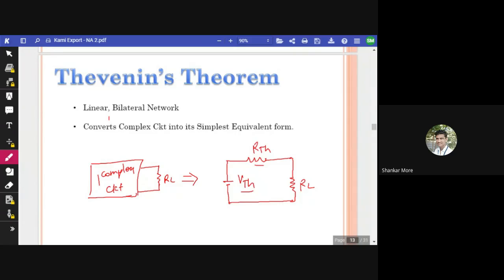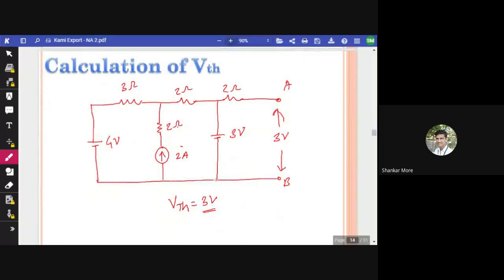Okay. So, first of all, VTH calculation is universal for all. Let us suppose the circuit contains independent as well as dependent sources. It doesn't matter. Okay, we have only one method to find out VTH. How do we find it out? We just simply take out the load resistance RL, and we calculate the voltage across those open terminals. So that is called VTH, or Thevenin's voltage. Okay, so this is the simple calculation of VTH.